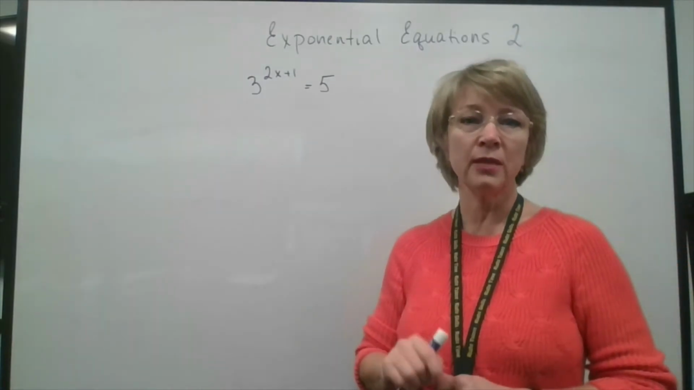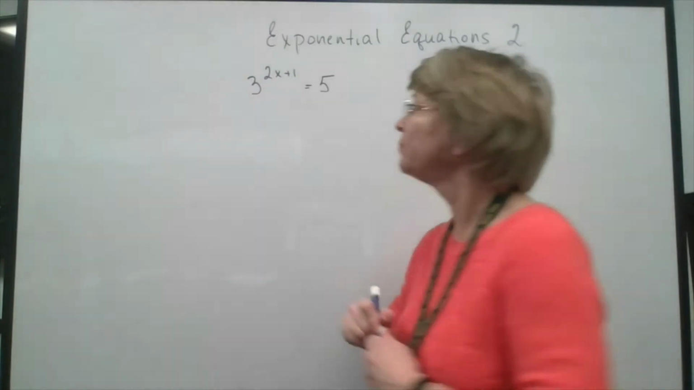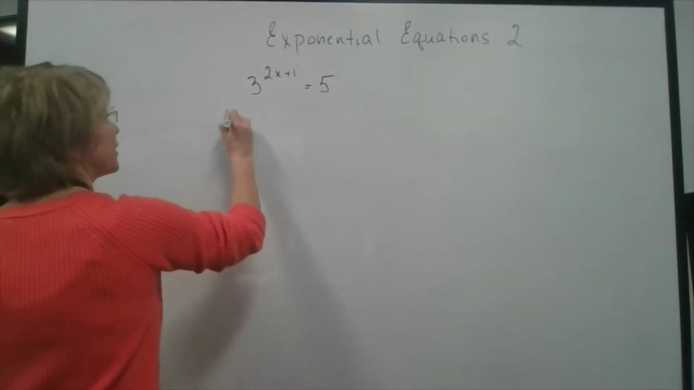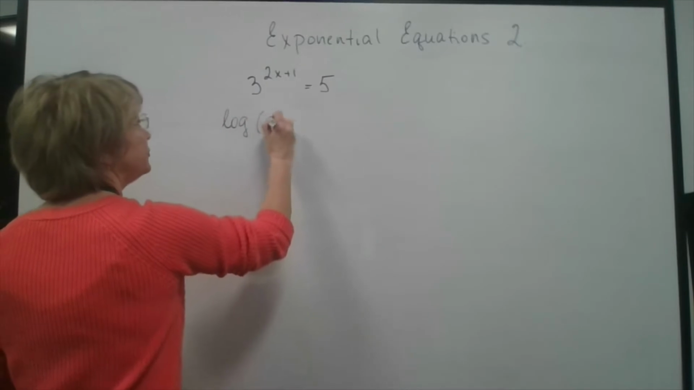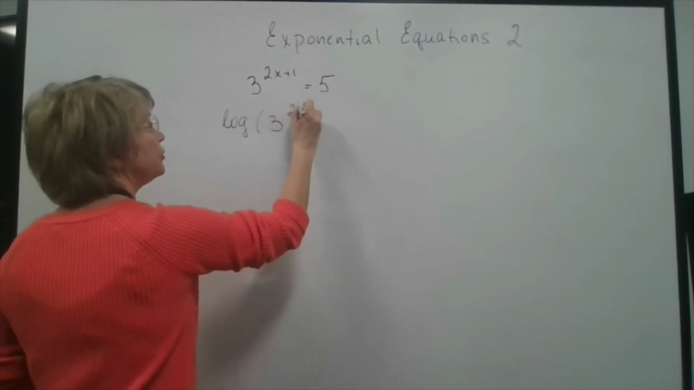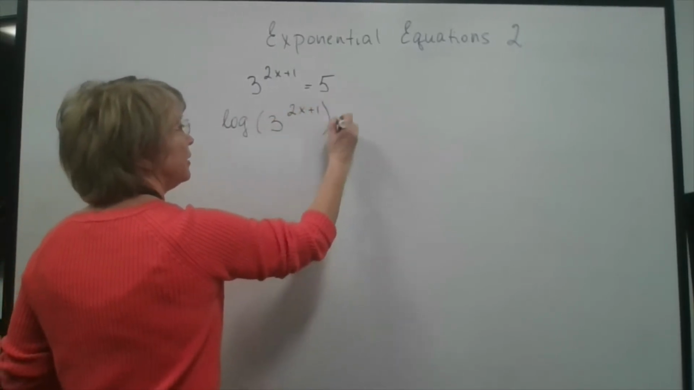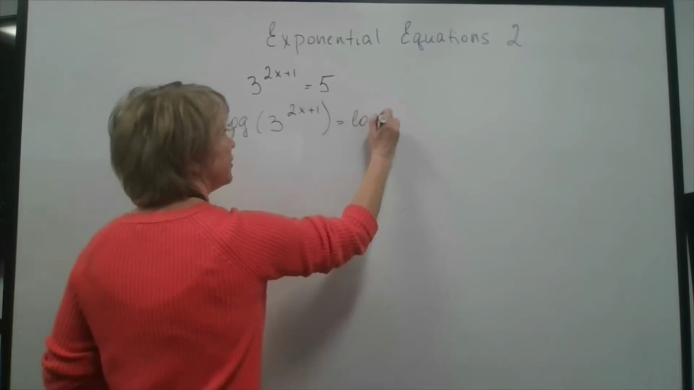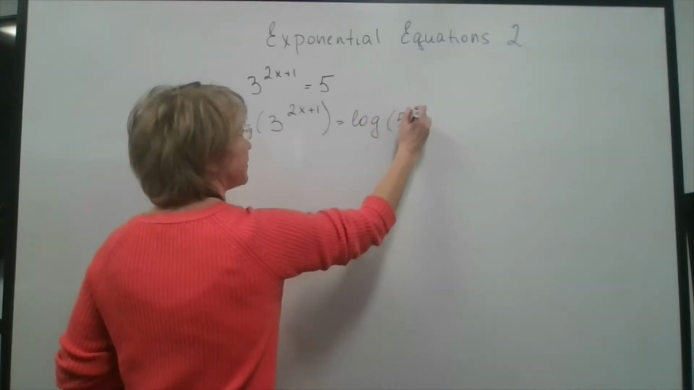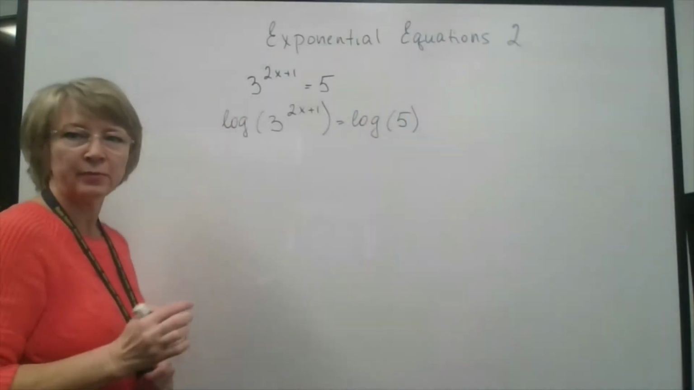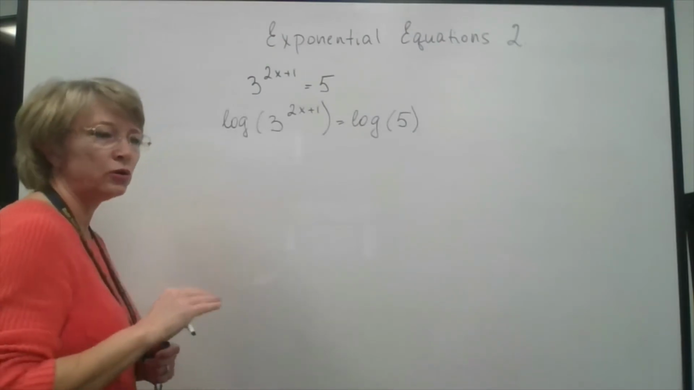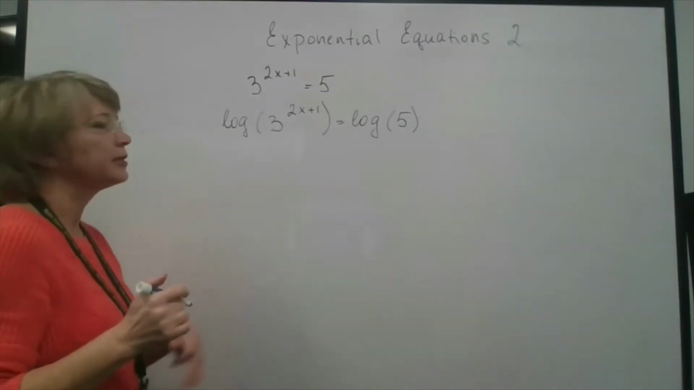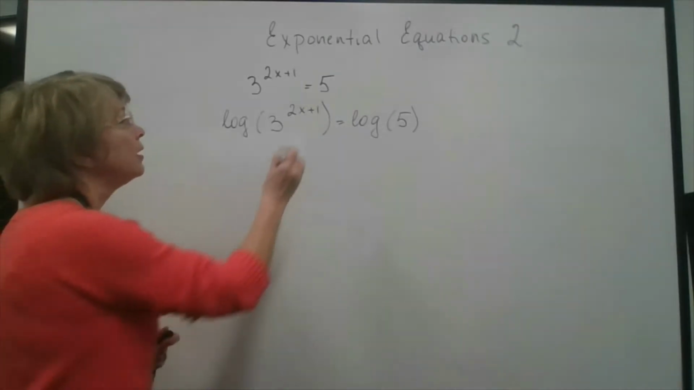We will use a logarithm on both sides. So it will be the logarithm of 3 to the power 2x plus 1 is equal to the logarithm of 5. This is step number 1 that you will do all the time when you solve exponential equations.